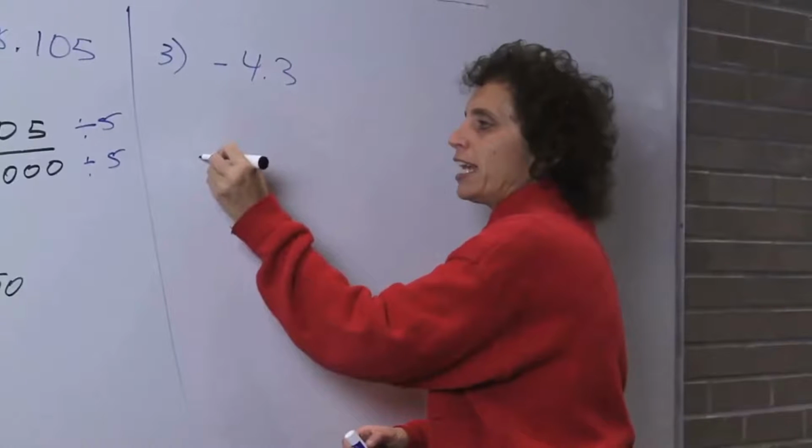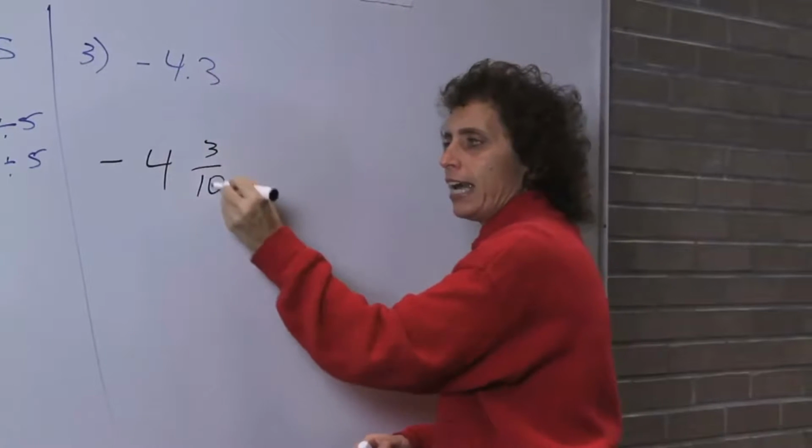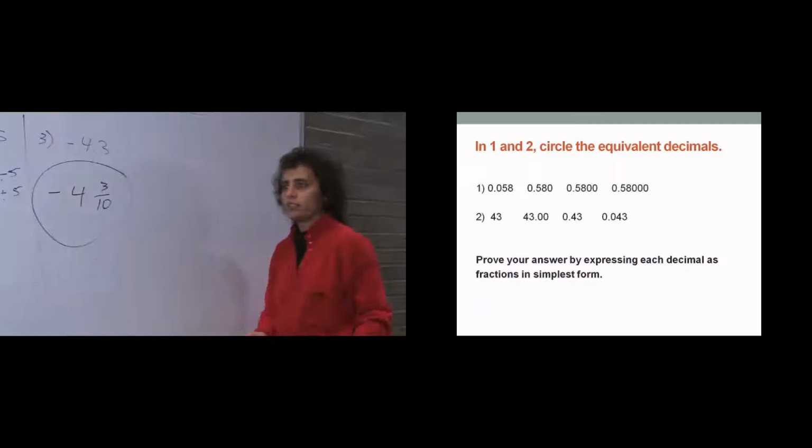Okay, this one, negative. Don't worry about the negative. Just write it down. 4 and 3/10. Oh, I love that one. That one's nice and easy.